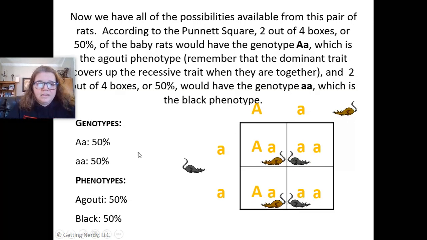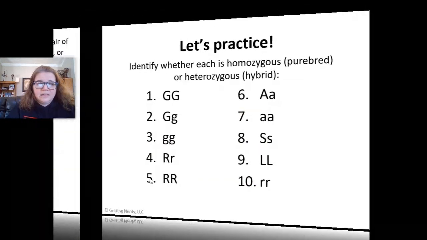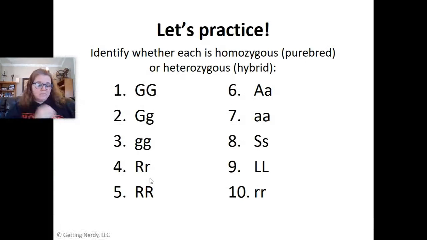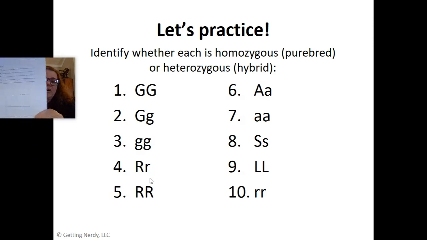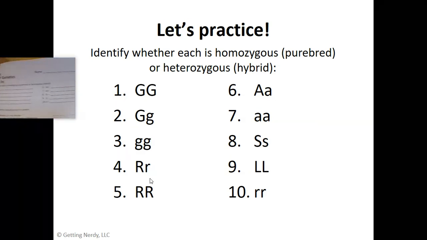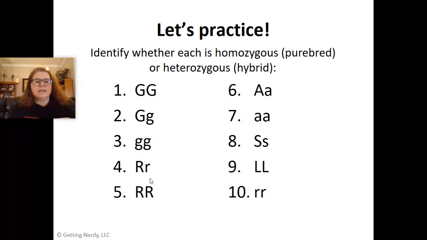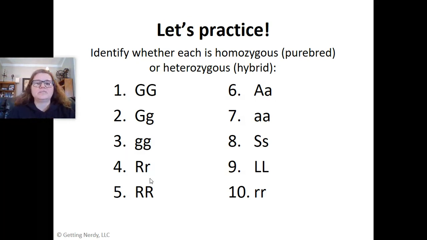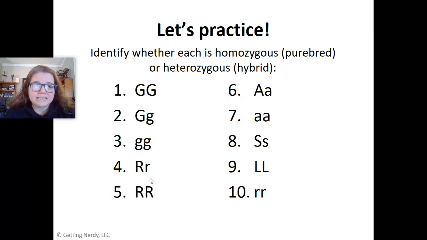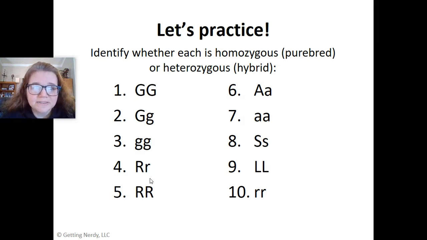And then let's look at some questions on the next page. So we're on page C2. Right up here, what you do is identify whether each is a homozygous purebred or a heterozygous hybrid. I'm going to pause this. You pause the video and see if you can fill this in.